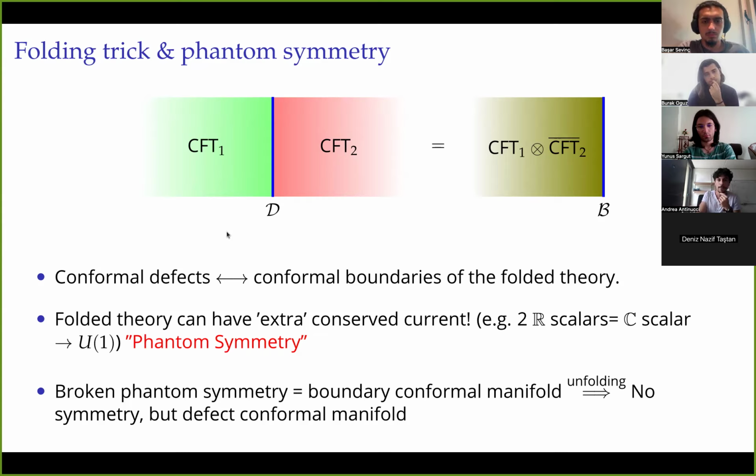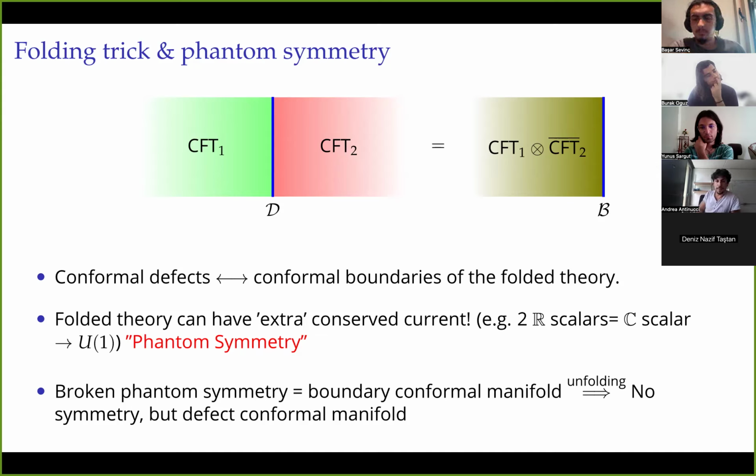However, the observation is that sometimes the folded theory has some extra conserved current that was not there in the original theory. Maybe you shouldn't be so surprised. After all, the most trivial example is that you start from one real scalar. If you double it, you get one free complex scalar that has a U(1) symmetry, and the U(1) symmetry was not there originally. So this is completely trivial.